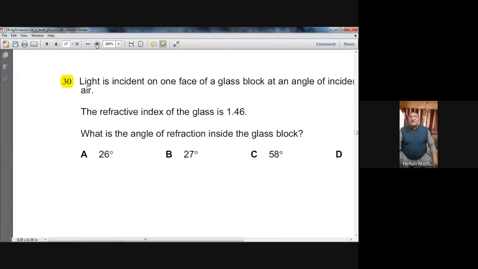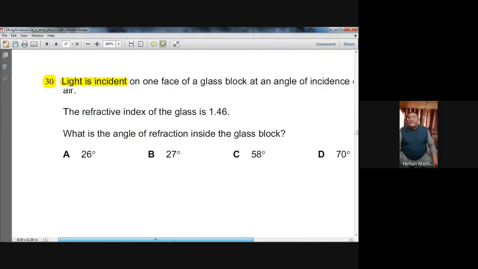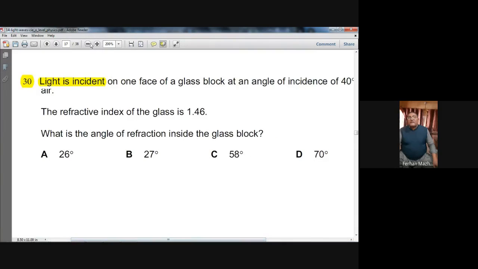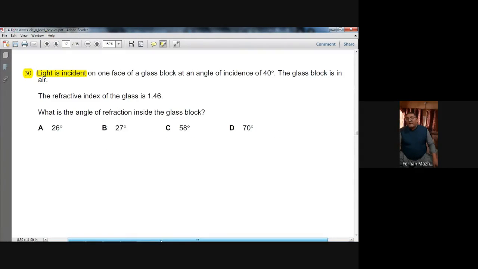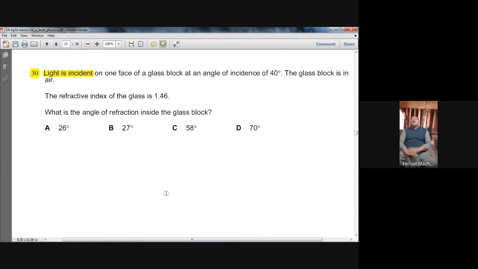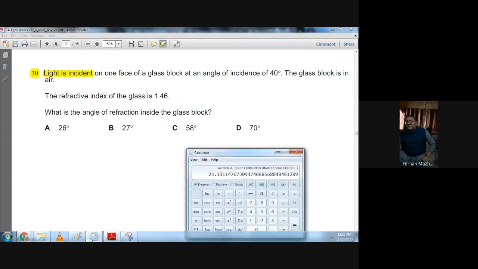So next question, which is question number. Light is incident on one face of a glass block at an angle of incidence of 40. The glass block is in the air. The refractive index of the glass is 1.46. What is the angle of refraction inside the glass block? Okay, let me do this on the calculator, without going into the paint.